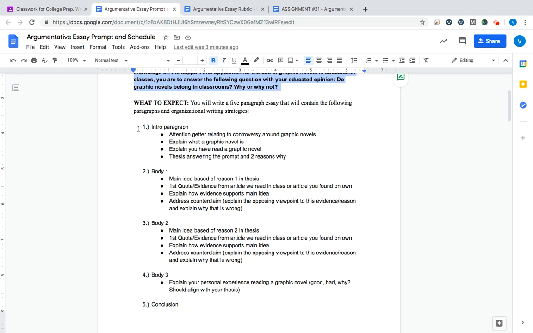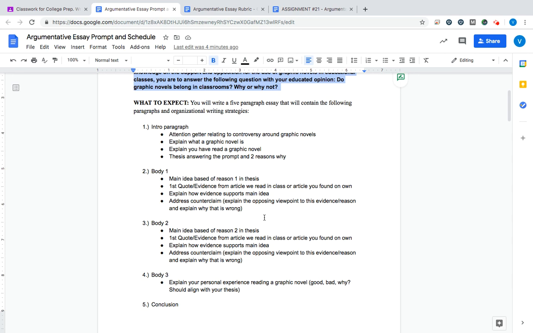And then giving 2 reasons why, because we are going to be writing 2 body paragraphs, one about each of those reasons. So body paragraph 1: a main idea sentence with a reason, based off our reason for the thesis. And then after that, using 1 quote or piece of evidence, probably from an article that we have read in class.